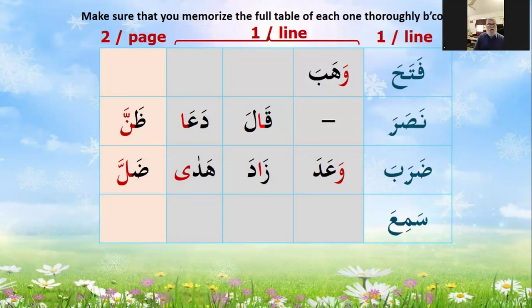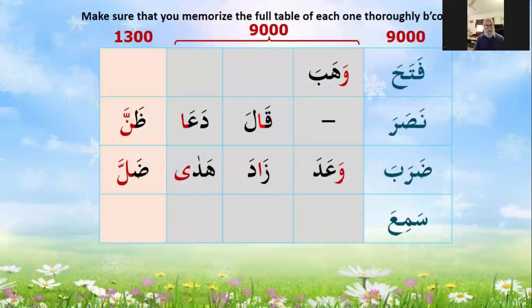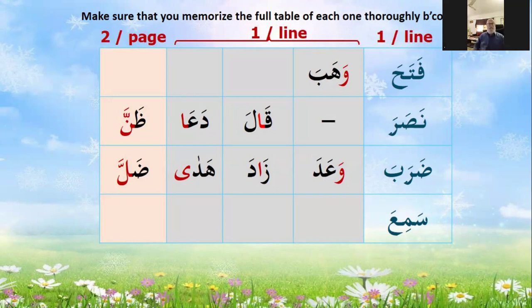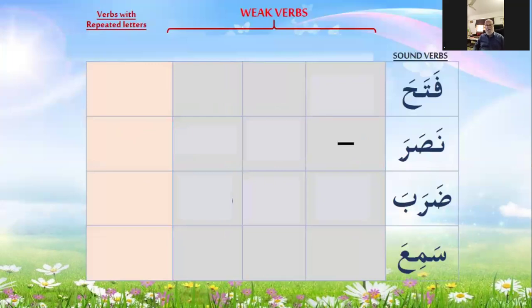So the sound verbs come 9,000 times in the Mushaf, and weak words also come 9,000 times in the Mushaf. And the repeated ones come almost 1,300 times. It means every line of the Quran has one sound and one weak verb, and every two pages have a repeated word on average. So to remember the weak verbs, we had learned three sentences.